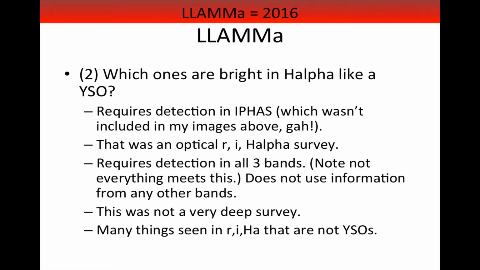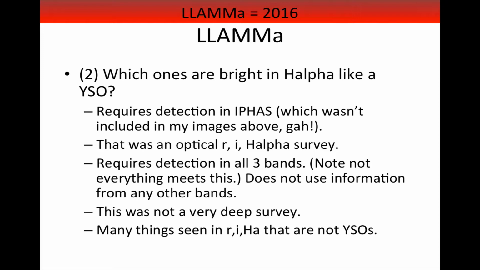So the next thing was which ones of all the sources in this region are bright in H alpha, because the young stars, if they're actively accreting, should be bright in H alpha. Or if they're rotating quickly, like many young stars do, they should be bright in H alpha. So in order to do that, you need to have detection in IFAS, which I guess I didn't include in the images that I had put in the PowerPoint above.